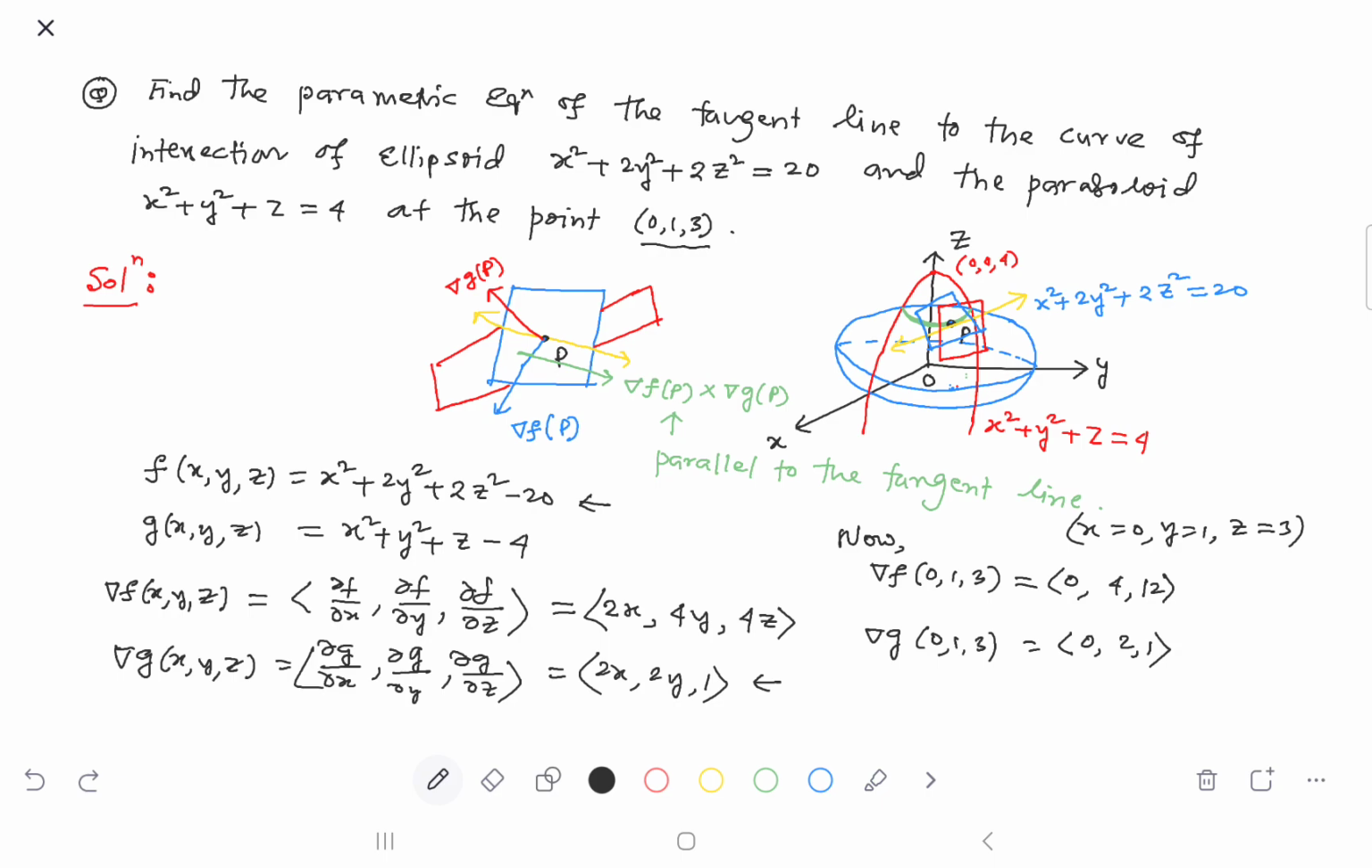Now we calculate the cross product of these two. Then we get a vector that will be parallel to the tangent line. So now we calculate gradient of f at 0, 1, 3 cross gradient of g at 0, 1, 3. You know how to find the cross product? If you have two vectors, first you write i cap, then j cap, then k cap, then the components of the first vector. What is the component of the first vector?